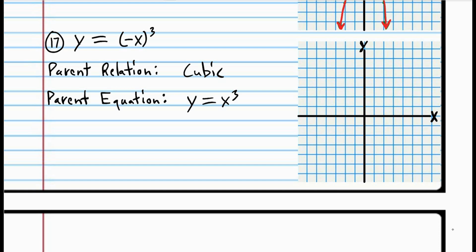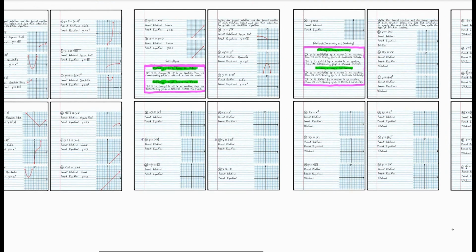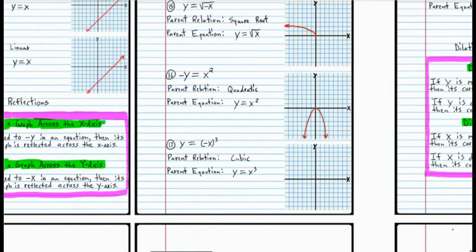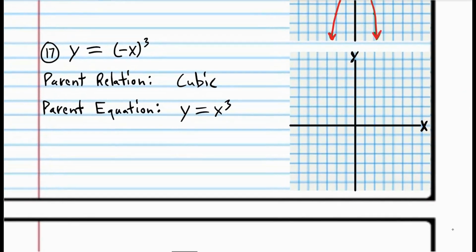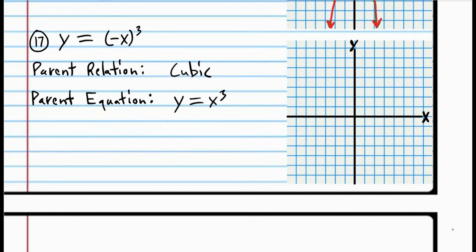But I want to make it very clear. You can use this equation to find points also. So if I plug in 0 into that equation, then we get 0 for y. Negative 0 is 0, 0 cubed is 0. So we still have our 0 reference point there. And if you plug in 1 for x, negative 1 cubed is negative 1. So you go to the right 1 and down 1. That gives us another point.